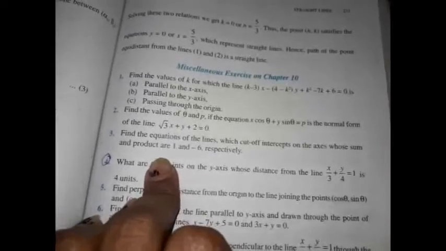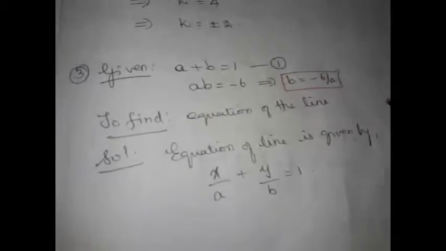Then the third question: find the equation of the lines which cut off intercepts on the axes whose sum and product are respectively given. So what is given? Sum of the intercepts and product of the intercepts are given. They asked you to find the equation of the lines. What is the sum of the intercepts? a plus b. What is the product of the intercepts? ab. So it is given a plus b is 1, ab is minus 6.